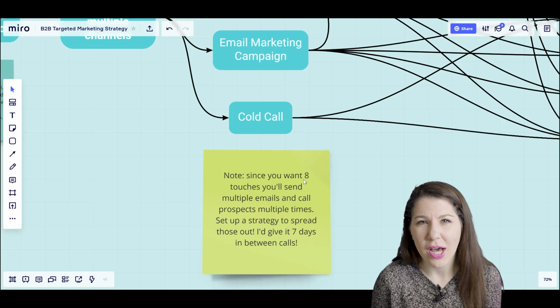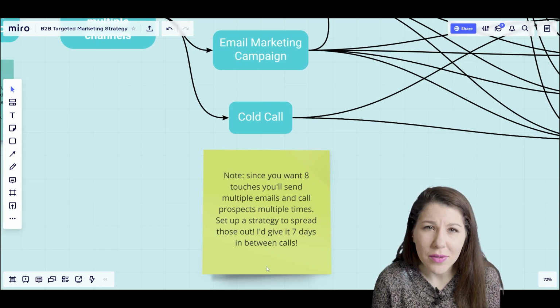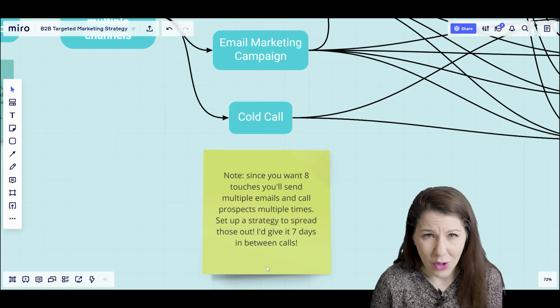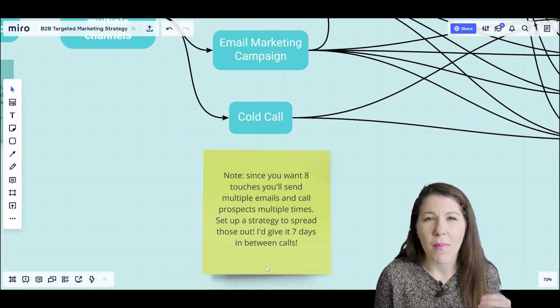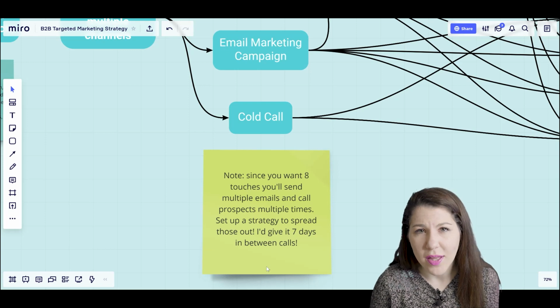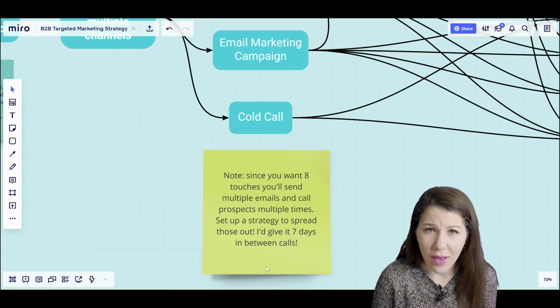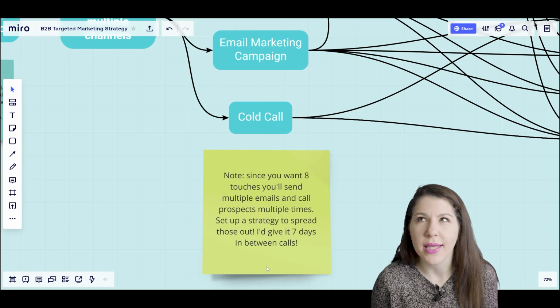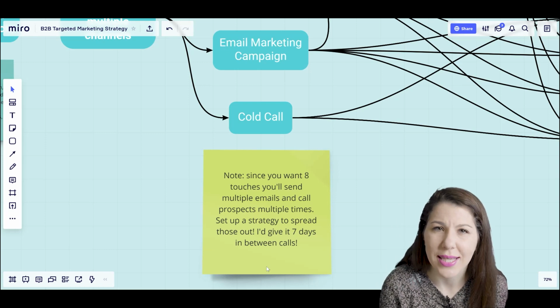Those 8 touches we're talking about in the sales world really focus on your emails to that person and your phone calls to that person. We're talking about marketing and sales alignment right now, so we're going to count physical mail that's being sent to them as well. I really don't count the social media because I'm not 100% sure it's going to get there.